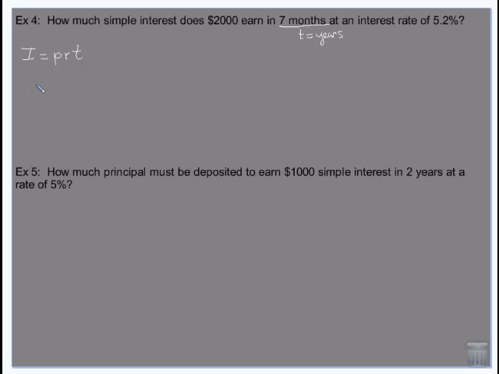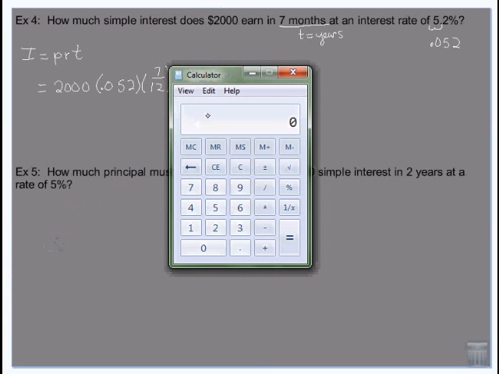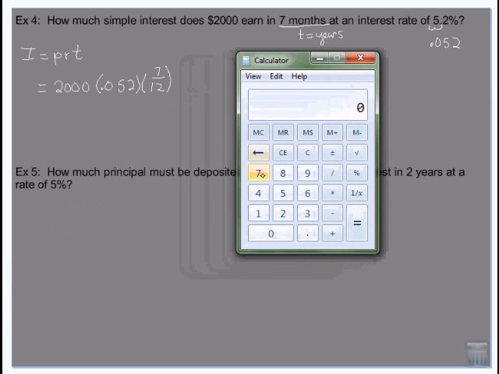So I've got my principal, which is 2,000. My rate, I moved 2 places over, so it's 0.52. And what I do is I take my months and I put it over 12, because there are 12 months in a year. Now plugging this into the calculator, do the fraction first. 7 divided by 12, and you get this long decimal. Then multiply that by everything else.